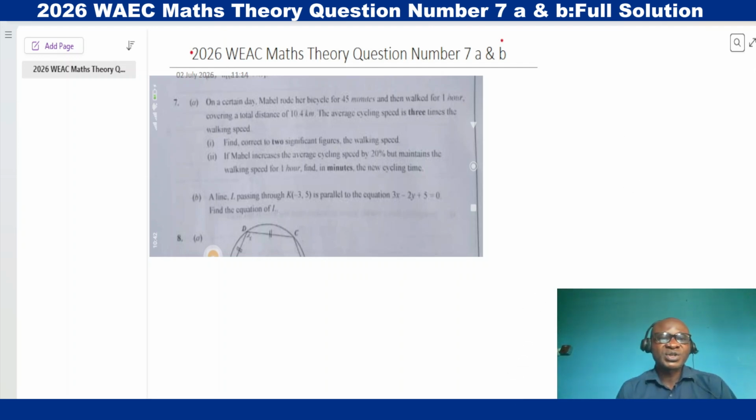Welcome, my viewers. This is 2026 WAEC Mathematics Theory, question number 7, A and B, the complete solution. Let us solve the question.